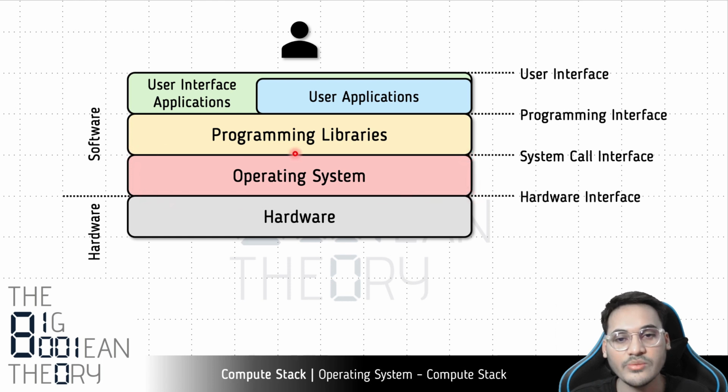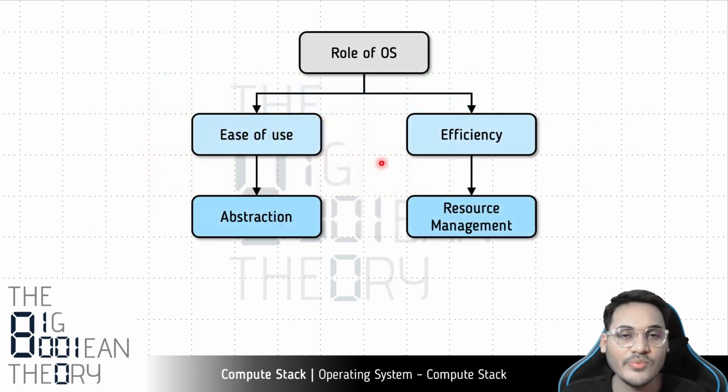The operating system is the first layer that runs on the hardware. We often say that the operating system runs on bare metal, directly on the hardware interface. The fundamental responsibility of the operating system is to manage this computer hardware. When it comes to managing the computer hardware, there are two major roles that the operating system has to play. The first is to make sure that the hardware is easy to use, and the second is to ensure that the computer hardware is used efficiently.